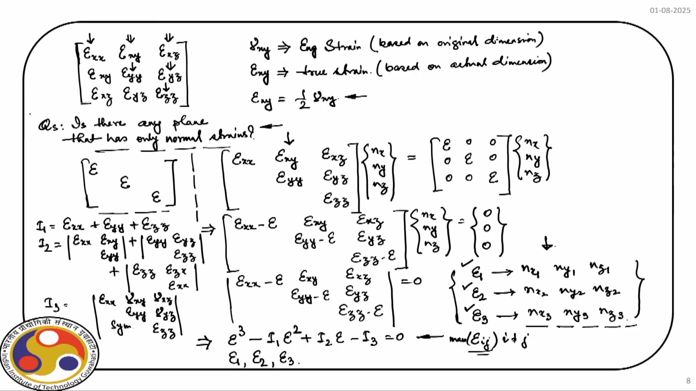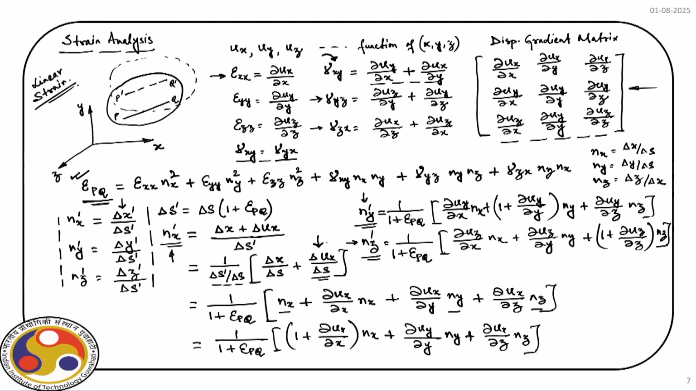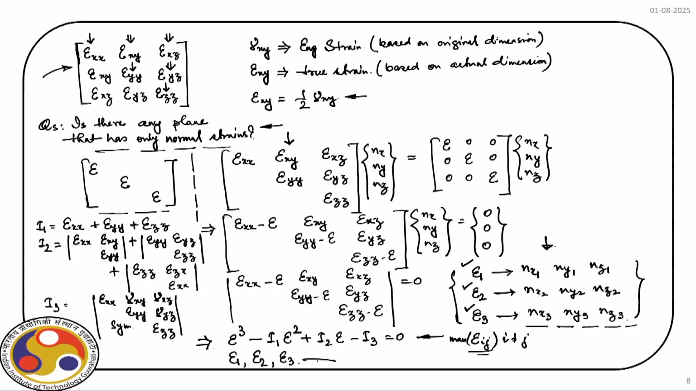So, today we have learned how to start with this displacement gradient matrix, and then once we get the displacement gradient matrix, we can find out the new orientation of the line PQ and the components of the direction cosines nx prime, ny prime and nz prime that we have derived. We also derived the expression for principal strains epsilon 1, epsilon 2, epsilon 3 and corresponding direction cosines also we can easily find out the same way we did it for stress.